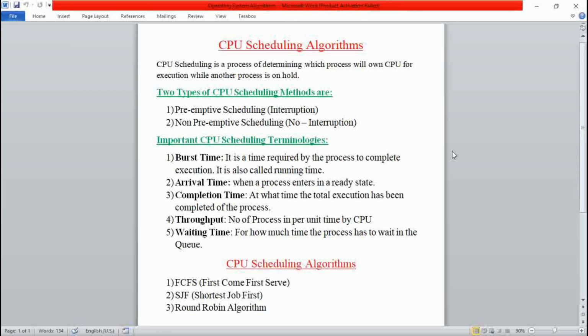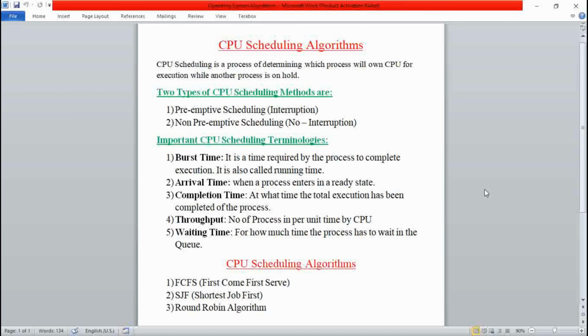Fifth one is waiting time: for how much time the process has to wait in the queue. Suppose there are two processes, P1 and P2. P1 requires 10 seconds and P2 requires 5 seconds. P1 came first, so the CPU will deal with P1, and for 10 seconds it will keep on executing P1, and till that time P2 will be on hold. How much time P2 is on hold is called the waiting time.